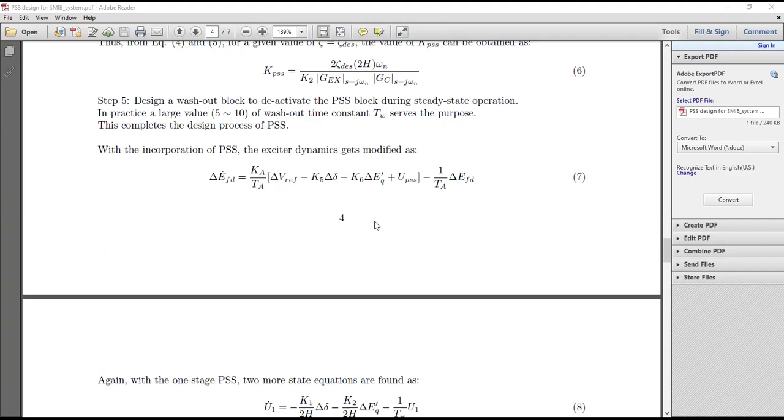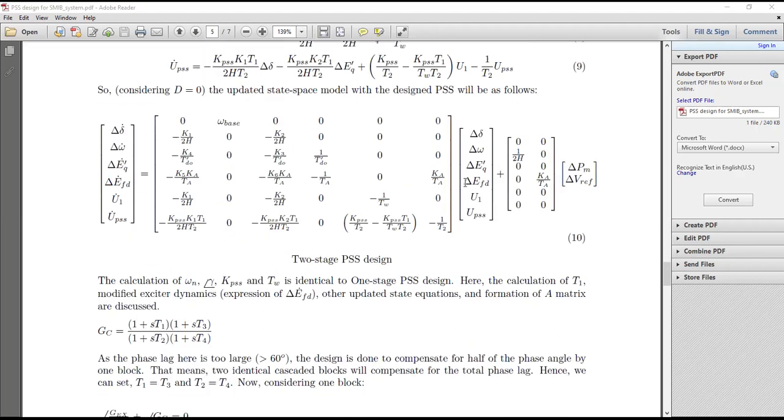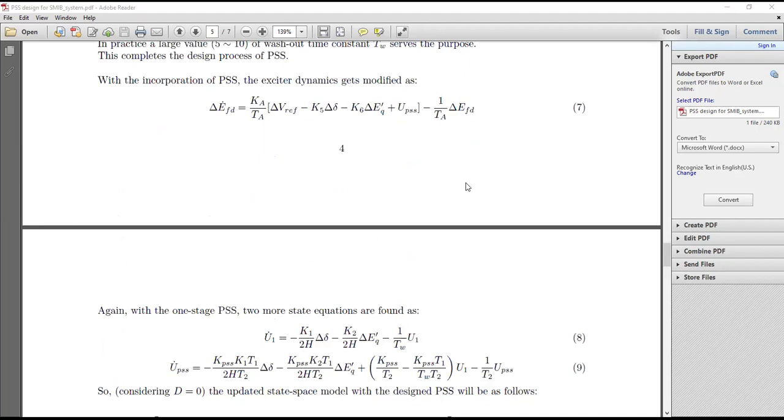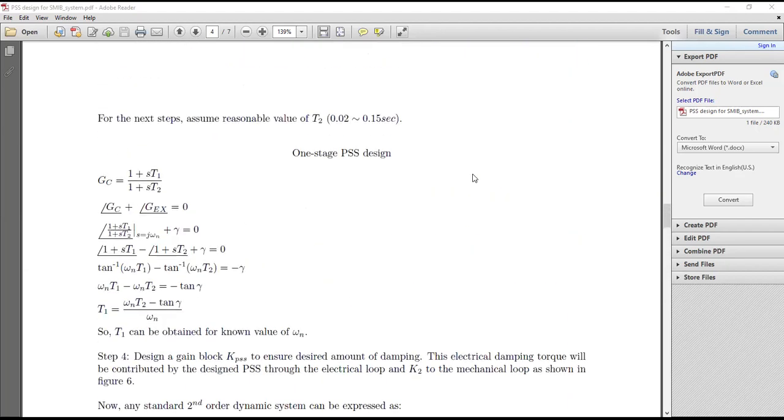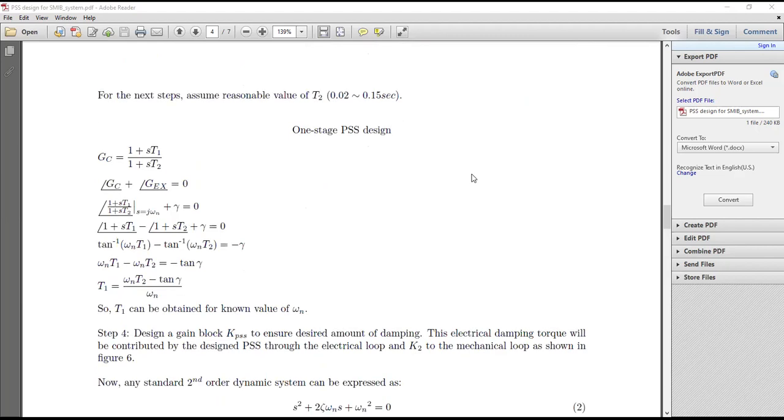Okay, and then if we have some time left, we'll probably switch into the new topic of turbine and governor modeling. Okay, so let's quickly have a review of the steps that we went through.